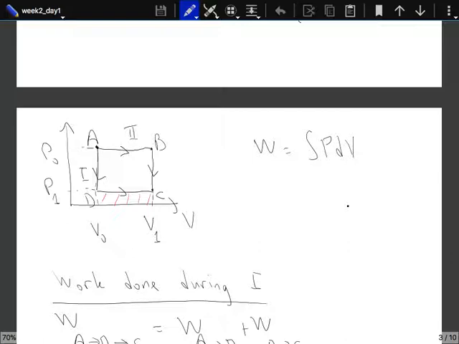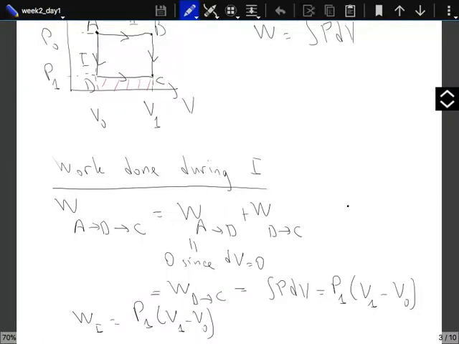So when we are talking about, for example, delta W, we are not really talking about the change in W. But when we are talking about delta U, we are actually talking about the change in the internal energy of the system.